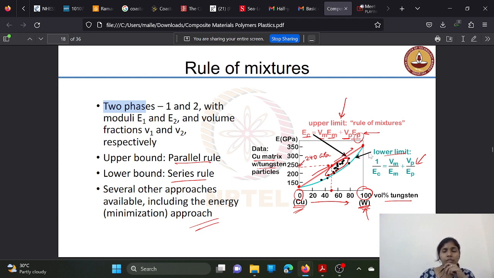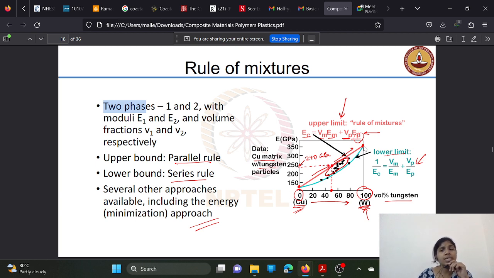Okay, if you can see on the x-axis, here it is pure copper. Here it is 20% tungsten, 80% copper, and 40% tungsten and 60% copper. And here it is 100% tungsten and 0% copper. So as you can see here, with increase in the percentage volume of tungsten, what is happening to the elastic modulus?